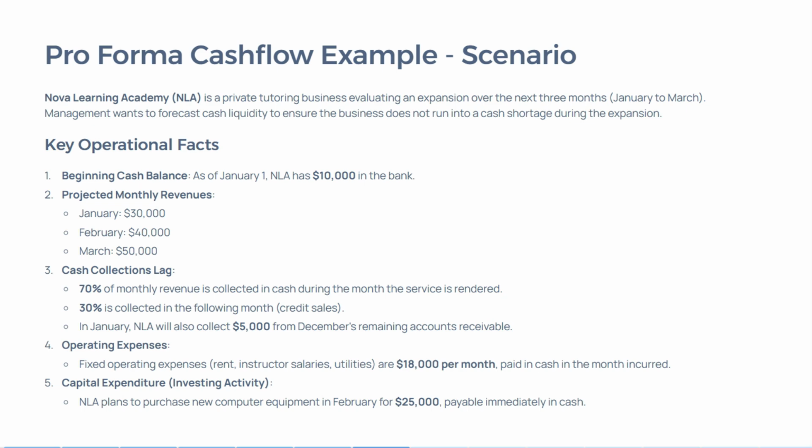Starting cash, $10,000 on January 1st. Projected revenues, January $30,000, February $40,000, March $50,000. Collections process, 70% collected in the month of sale, 30% collected in the following month. In January, NLA will also collect $5,000 from December's remaining A/R. Operating expenses. Fixed cash expenses of $18,000 per month, paid in the month incurred. CapEx. A $25,000 computer equipment outlay in February, payable immediately in cash.